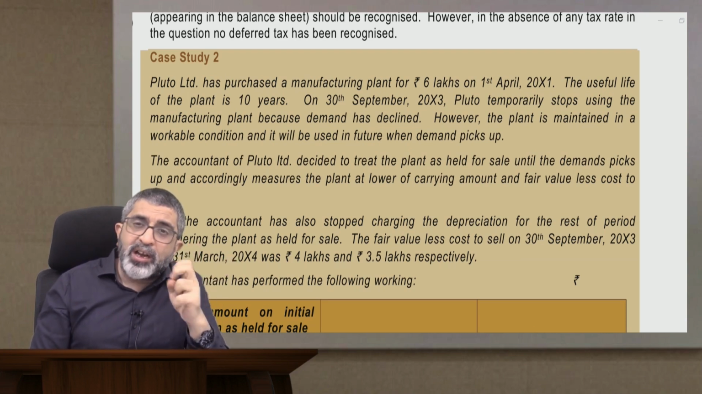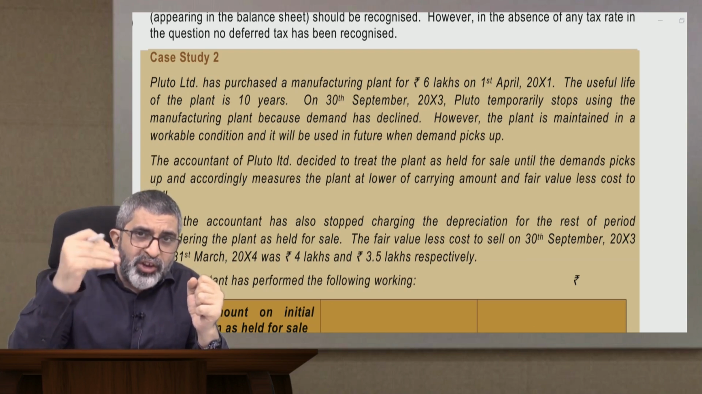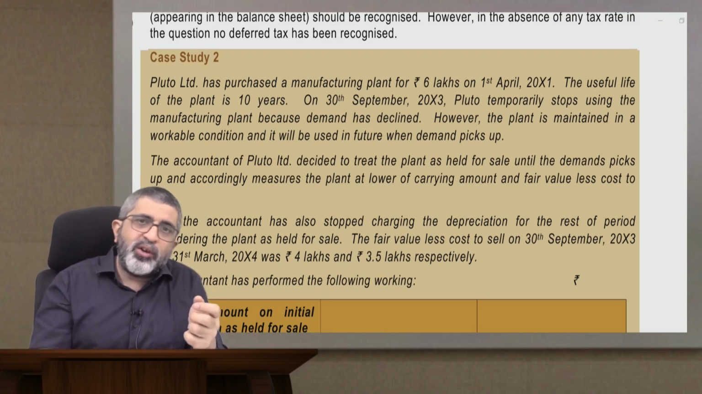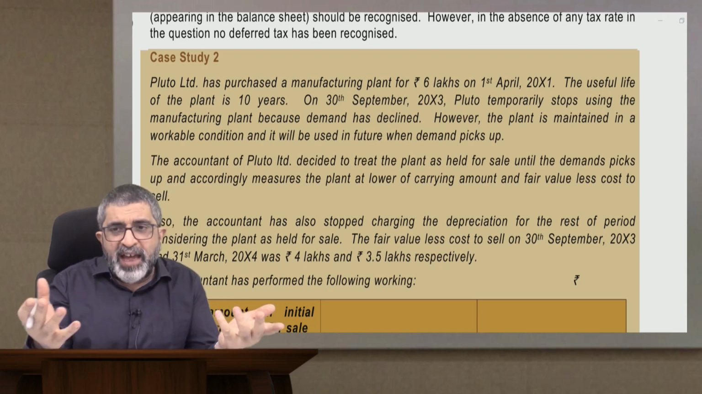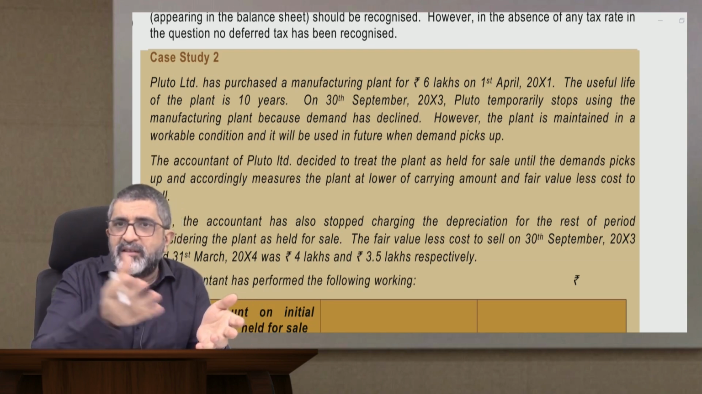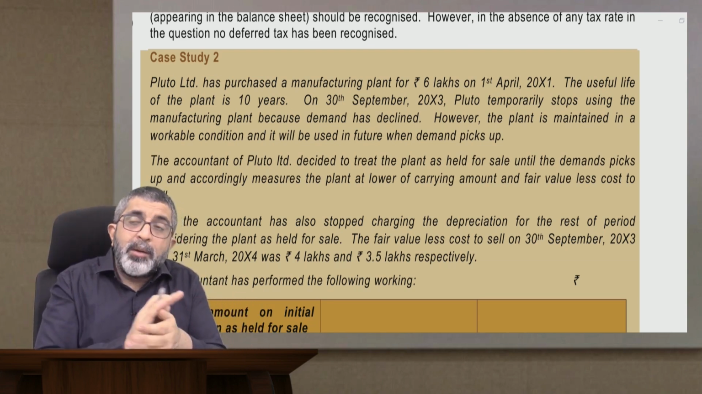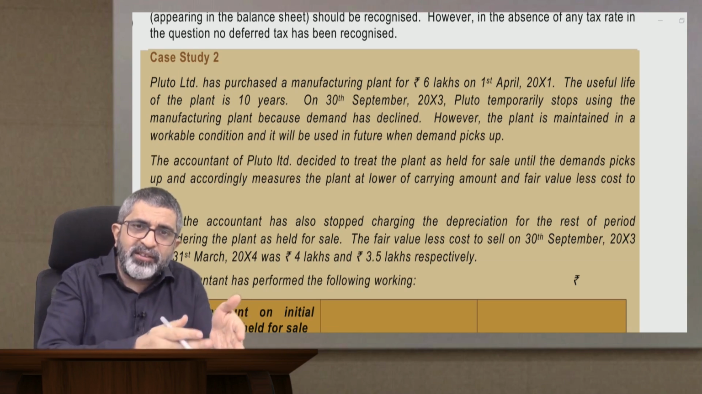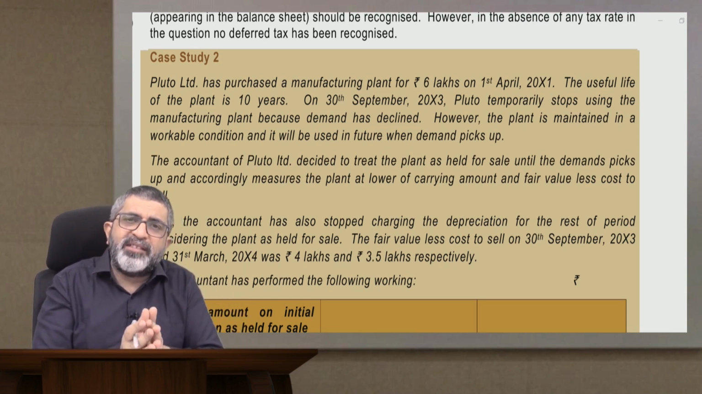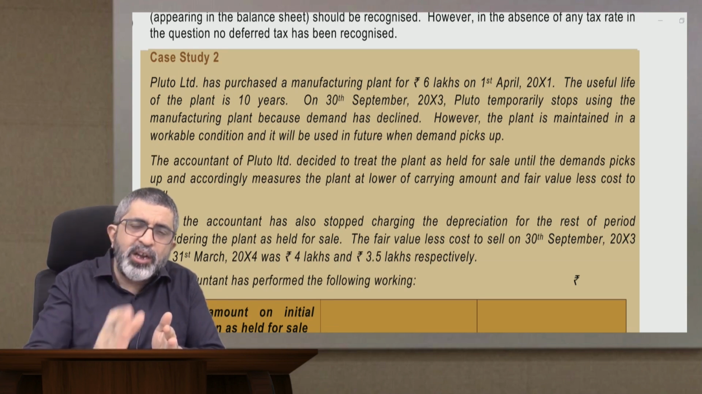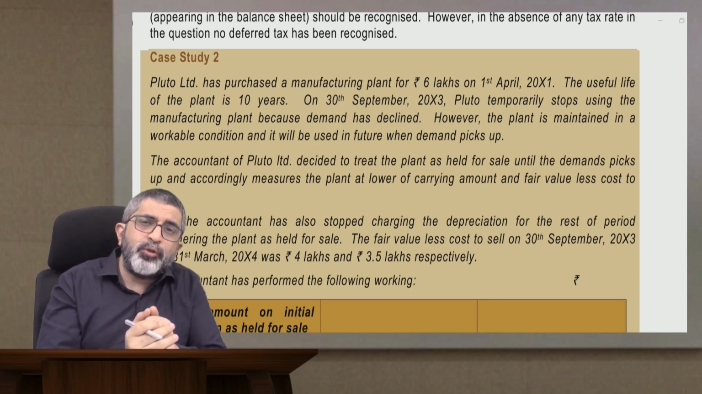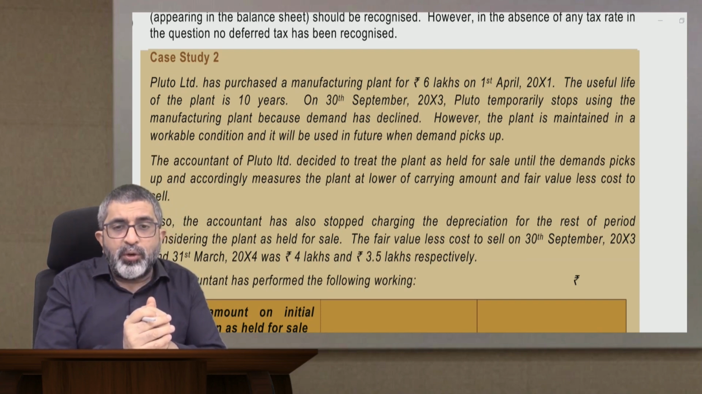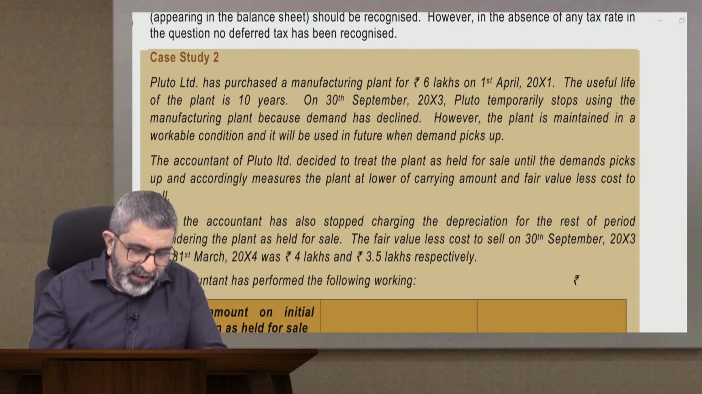Second mistake the accountant has made: the accountant has stopped charging depreciation. Now obviously, because the accountant has put it into the category of non-current asset held for sale, because the asset is treated as held for sale, they have stopped charging depreciation. But primarily the major mistake is the asset should not have been classified as held for sale. It should have continued to be kept under Ind AS 16, that is the property, plant and equipment category, and depreciation should be continued to be charged. So these are the flaws that we find in that given case.